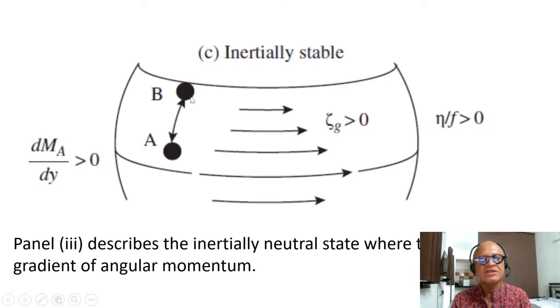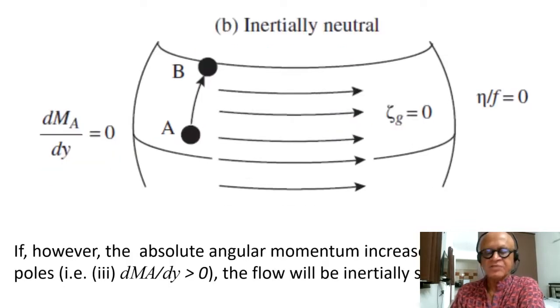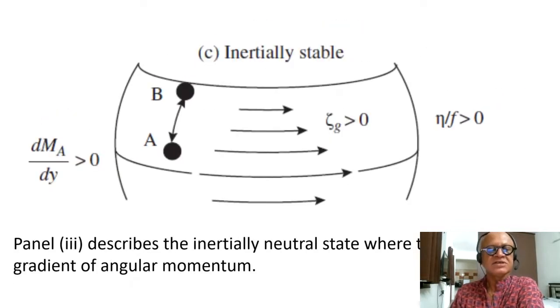So if you displace it this way, the parcel is going to be brought back to its original position. The inertially neutral state is where there is no angular momentum gradient. So that was this case. This is the stable case.